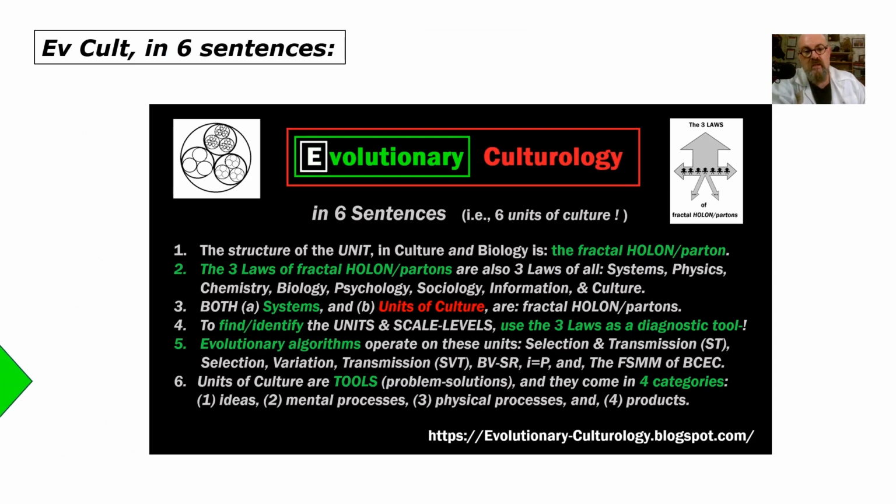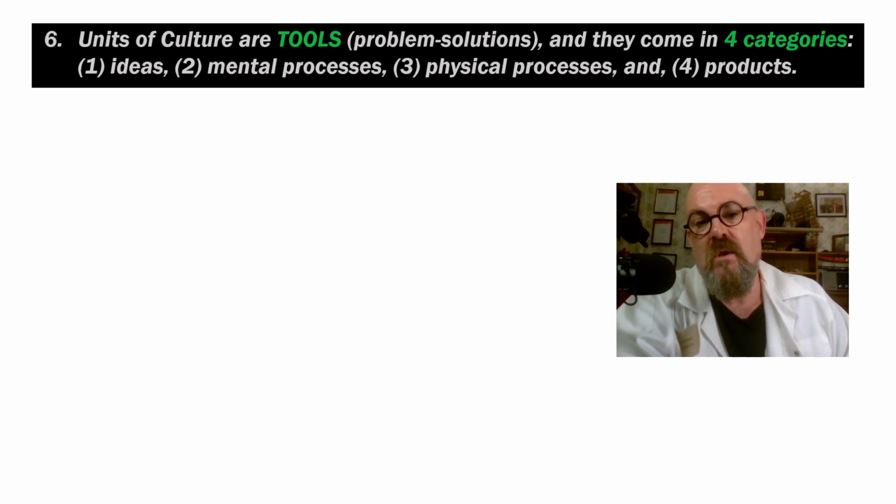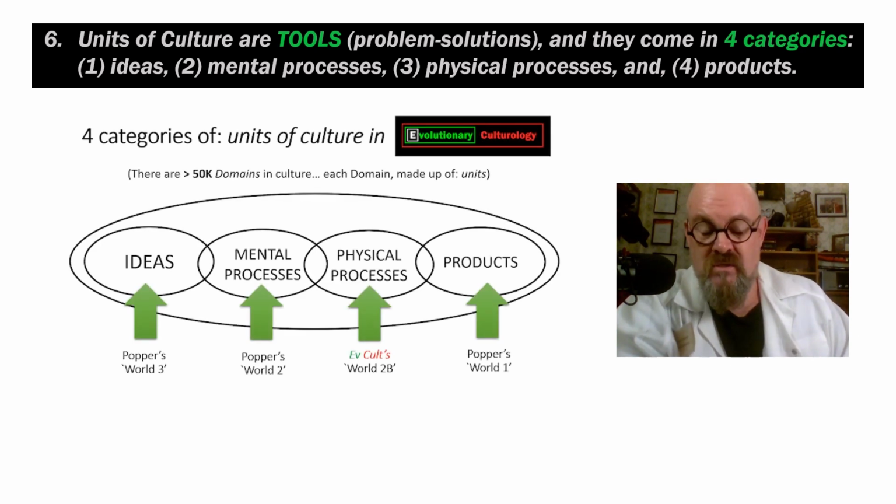And lucky last, number 6, units of culture are tools or problem solutions, and they come in 4 categories. Number 1, ideas. 2, mental processes. 3, physical processes. And 4, products. So this is getting into the 4-part taxonomy of all culture from EvCult. There's a quick diagram of it.